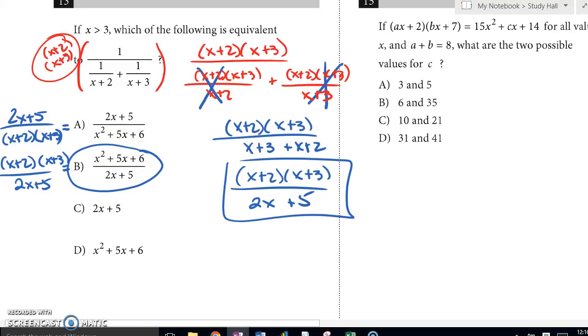So what I did in B was factor the numerator to be x plus 2, x plus 3, and in factoring, if you do know about factoring, what you're trying to do is see what multiplies to 6 and adds to 5, and that's positive 3 and positive 2. So that's how we got the numerator.